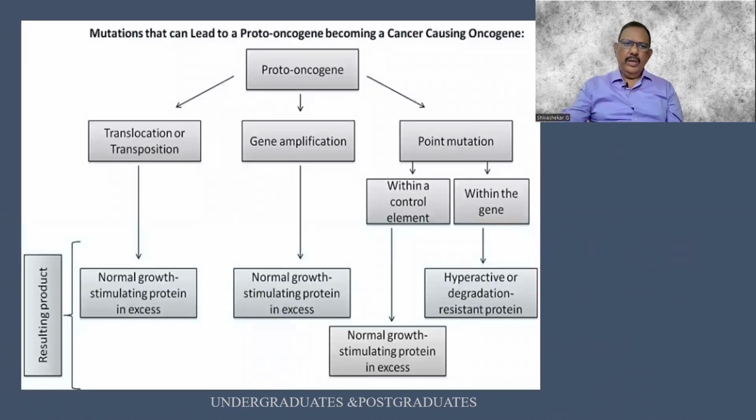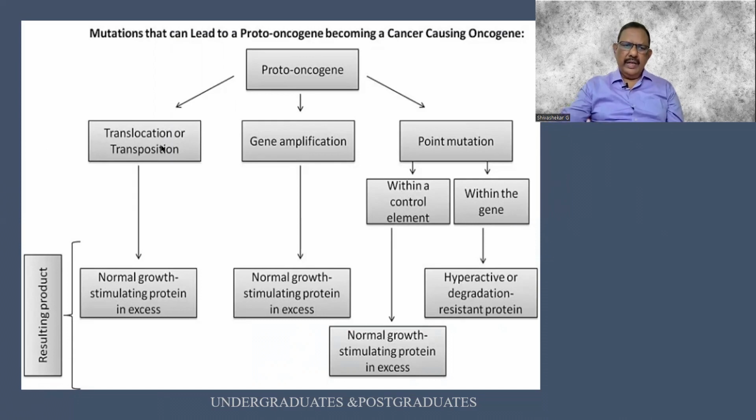This is a wonderful one. What are the mutations that cause the cell to become a cancer cell? So look at this one. There is a proto-oncogene. This can undergo various changes. We mentioned point mutation, gene amplification, and translocation or transposition. Three important points. I think this is a wonderful flow diagram which you people can follow.